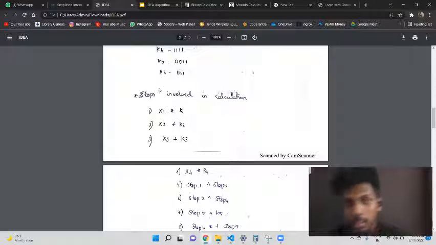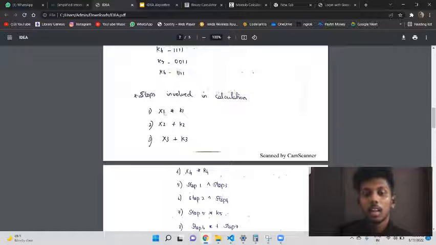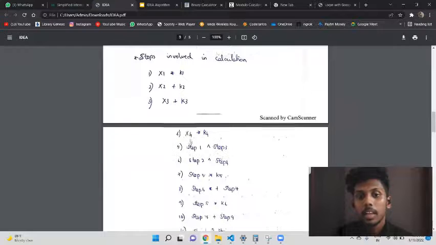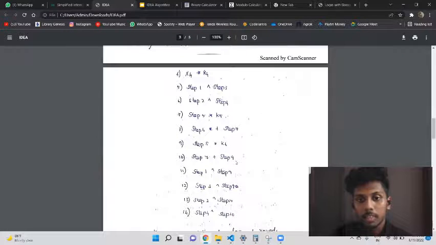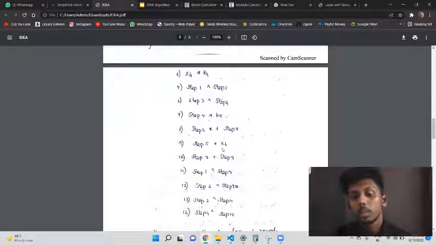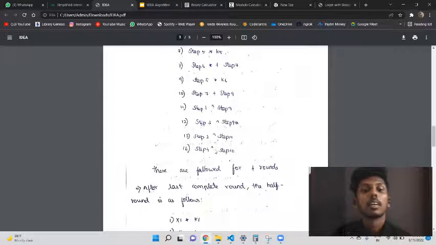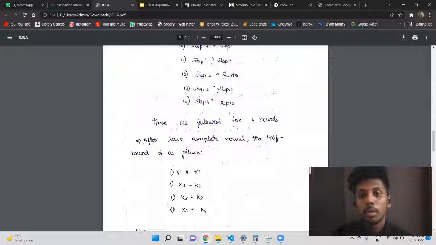The steps involved in this calculation are x1 multiplied by k1, x2 plus k2, x3 plus k3, x4 multiplied by k4, then step 1 XOR step 3, and so on, about 14 steps in total: step 2 XOR step 4, step 5 multiplied by k5, step 6 plus step 7, step 8 multiplied by k6, step 7 plus step 9, step 1 XOR step 9, step 3 XOR step 9, step 2 XOR step 10, step 4 XOR step 10. These are followed for 4 rounds.